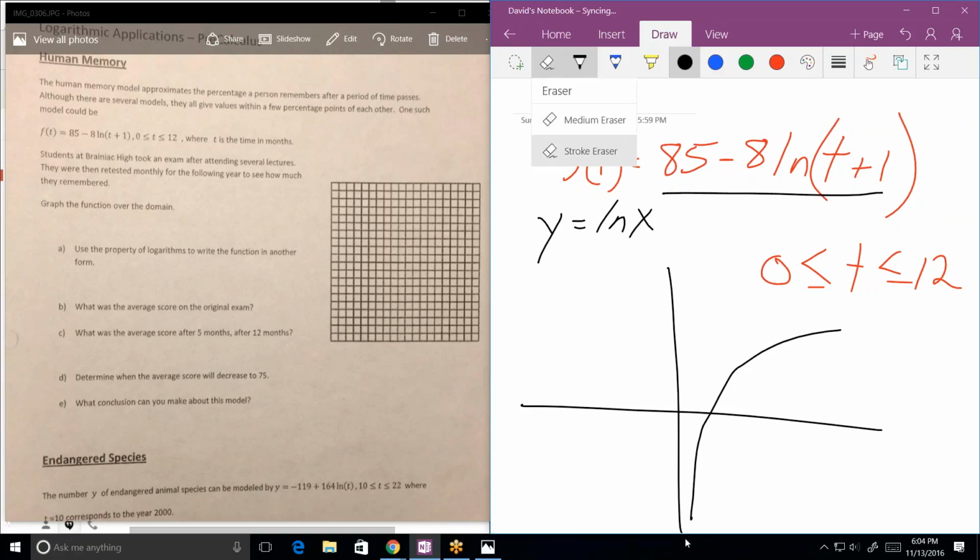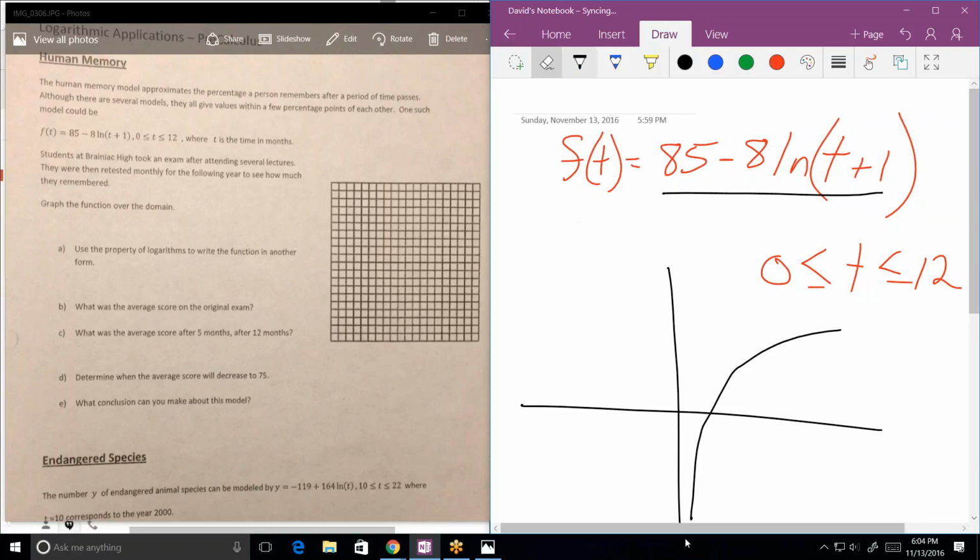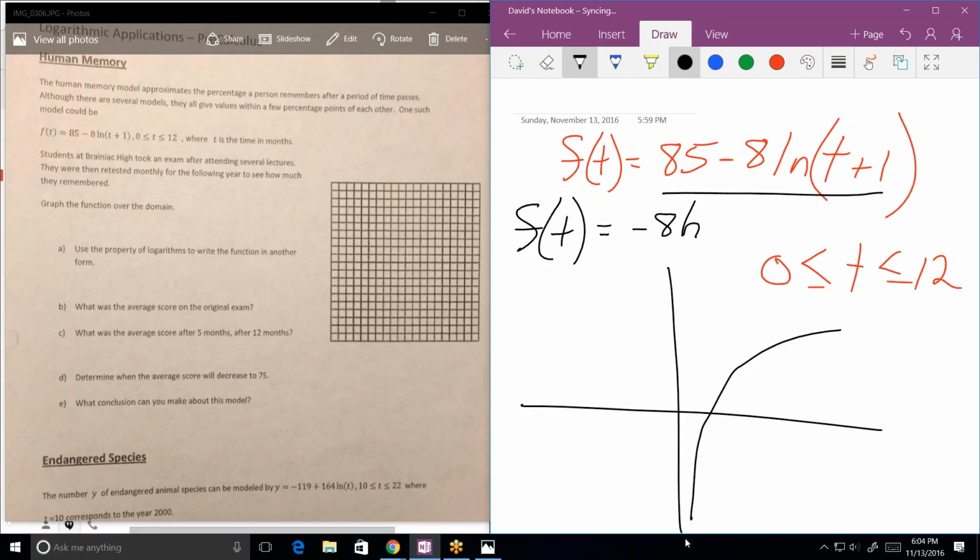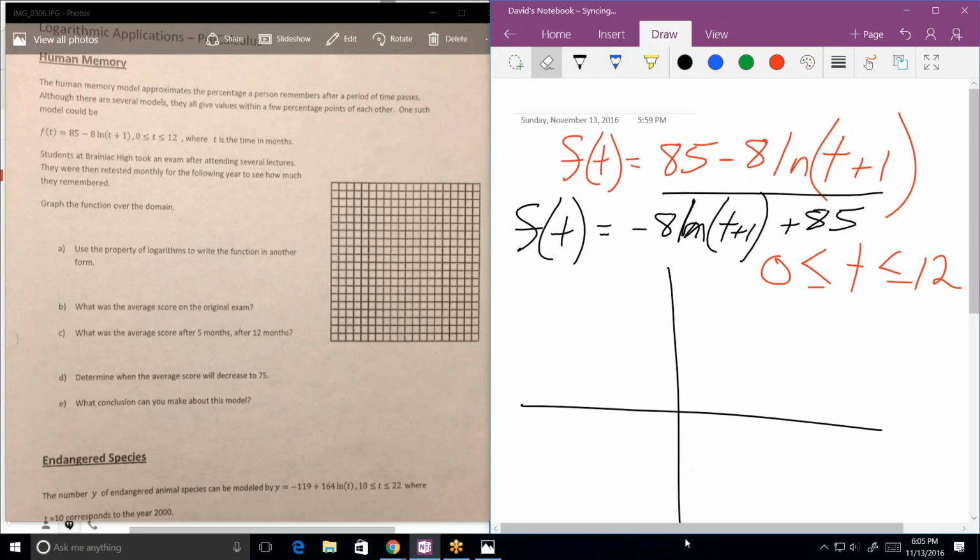Wouldn't there be like a reflection? It would, but I'm going to rewrite it because it's easier to see the reflection that way. If I rewrite it like this, now we can see that it's more in a form that's been translated and reflected and all of that, right? So always do the reflection first. So if this is the normal looking y equals natural log of t.